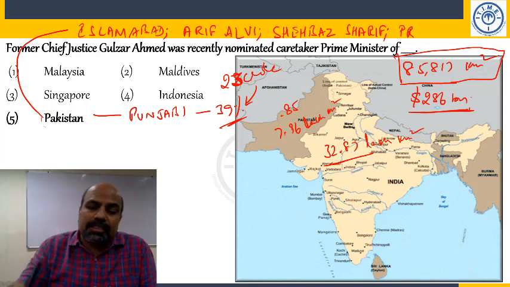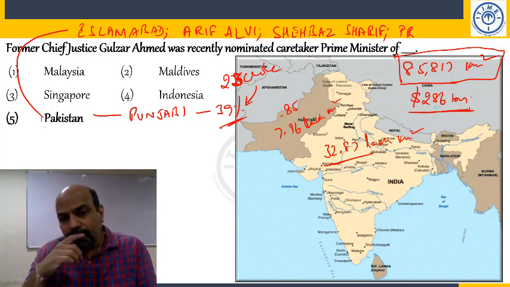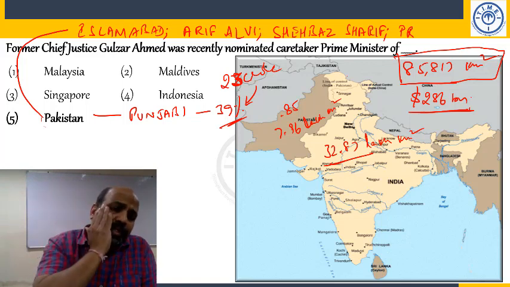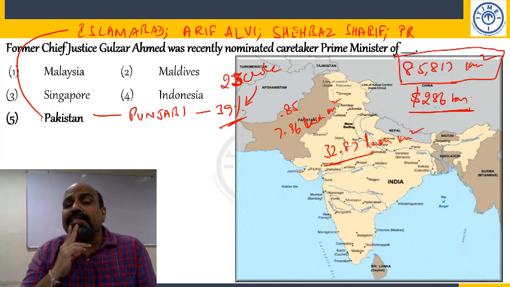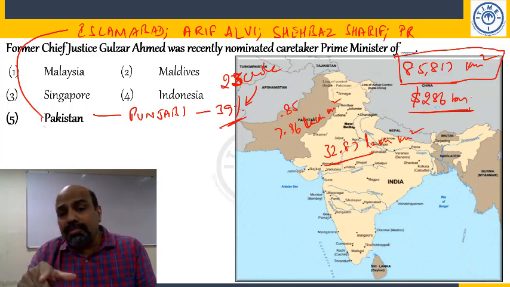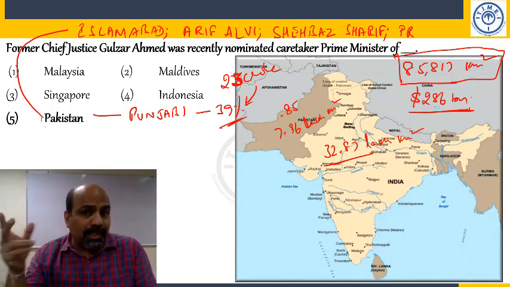$286 billion. This is the size of the Pakistani economy. Compare that with India. Now let's look at some numbers. India's area is 32.87 lakh square kilometers, Pakistan 7.96 lakh square kilometers. Our population is 135 crore against their 22.7 crore.